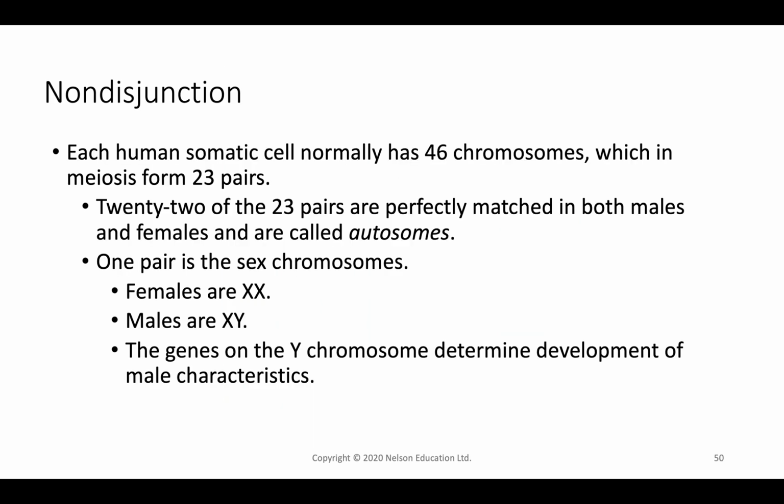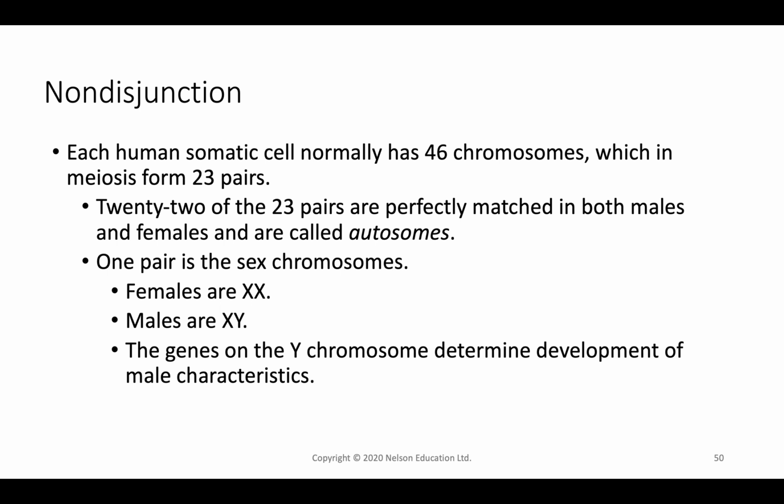As I mentioned, we normally have 46 chromosomes. That's going to be 23 pairs. 22 of them are autosomes, meaning that they are non-sex chromosomes. 1 pair is the sex chromosomes, either XX or XY, and that determines your sex. Yes, females are XX, males are XY.